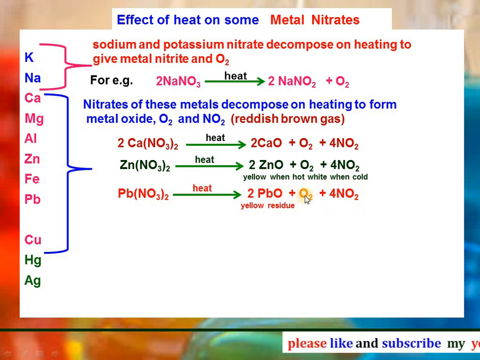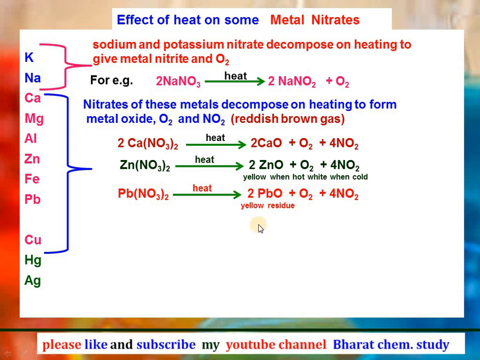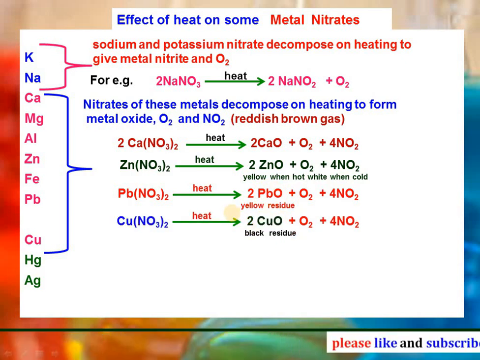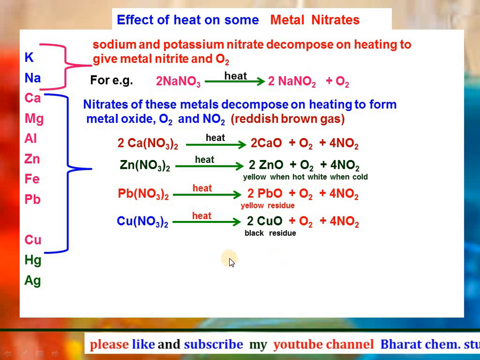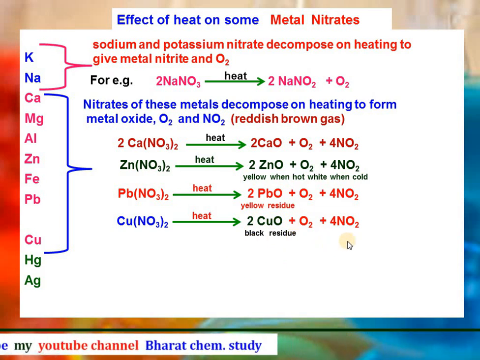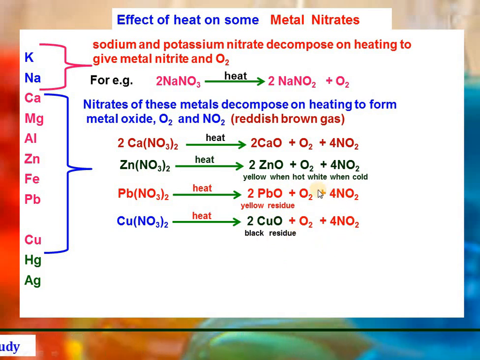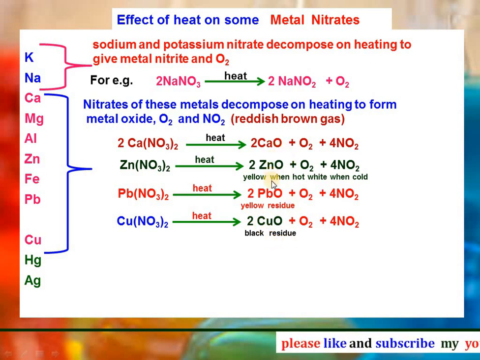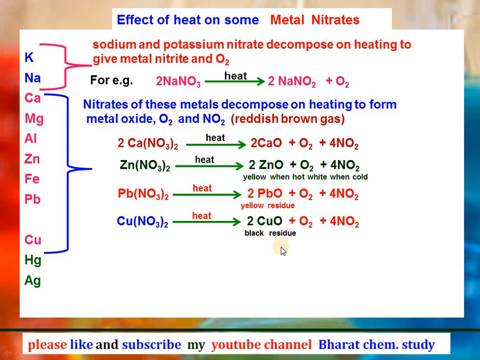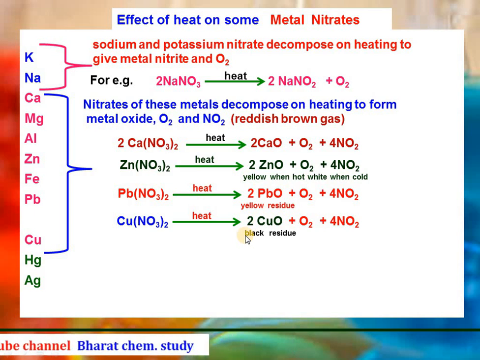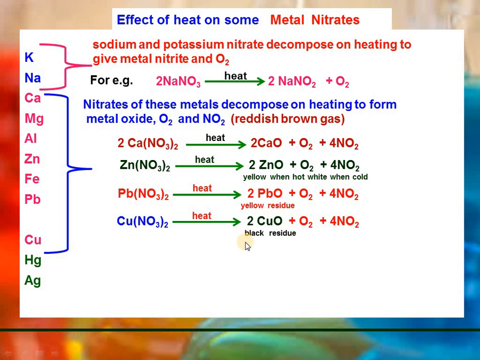Here the color is very important: lead oxide is a yellow color compound. Copper nitrate on heating gives copper oxide, which is a black color residue, plus oxygen gas and NO2 gas. So my suggestion is that you should learn the color of the residue also, because sometimes in the question it may be helpful to identify the substance.